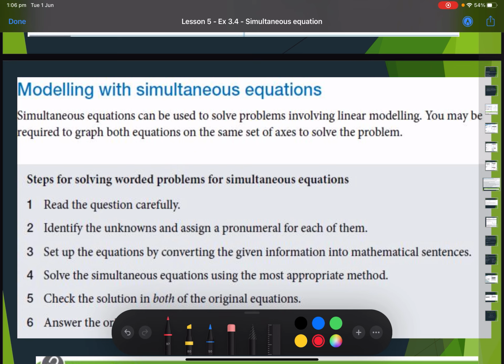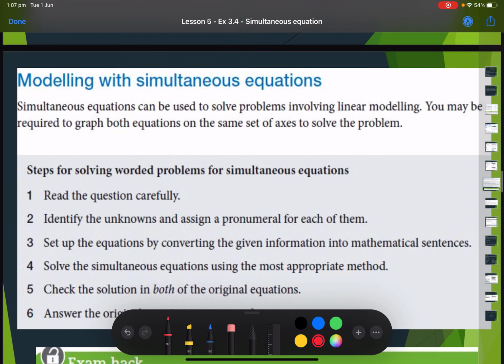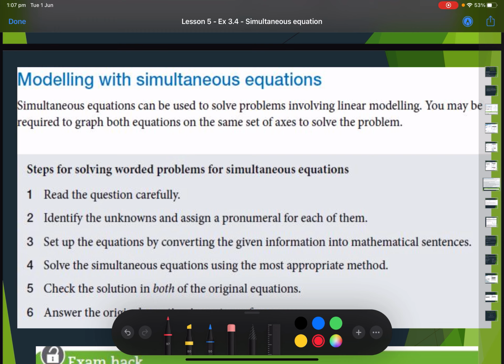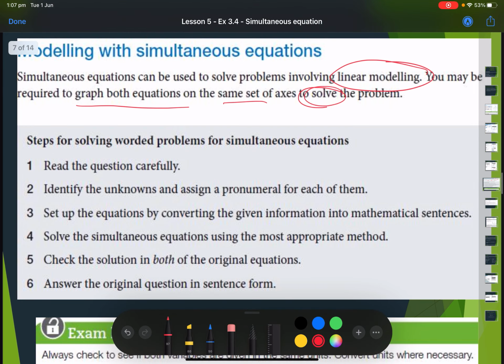So each equation that we come up with actually represents something that's a real life scenario. So simultaneous equations can be used to solve problems including linear modeling. Okay, so what we were looking at last lesson with converting worded problems into actual linear equations. So you might be required to graph both equations on the same set of axes in order to solve the problem. Okay, so steps for solving worded problems.